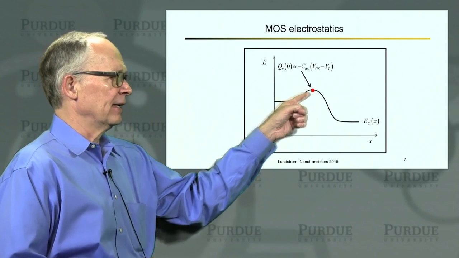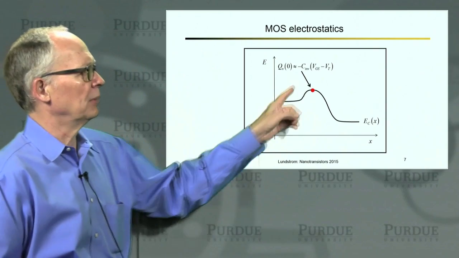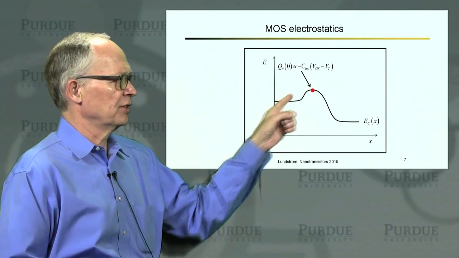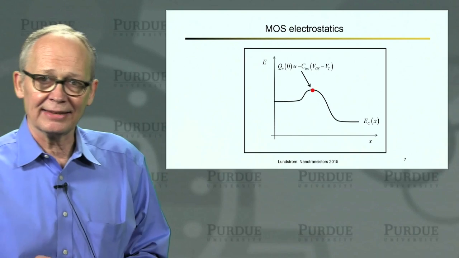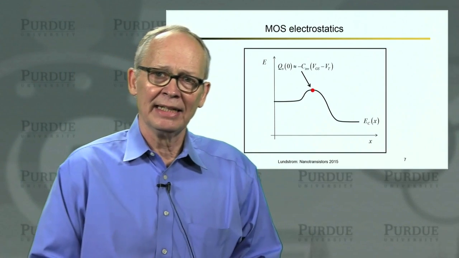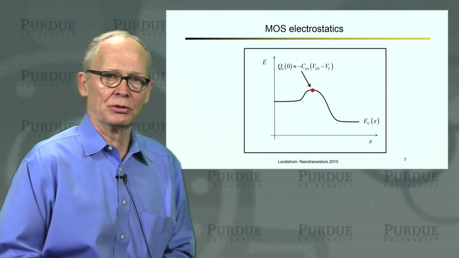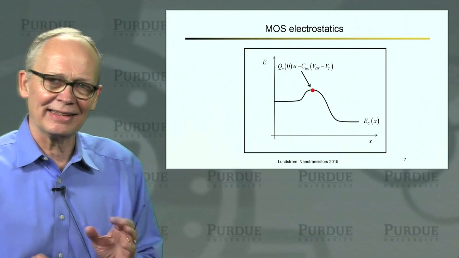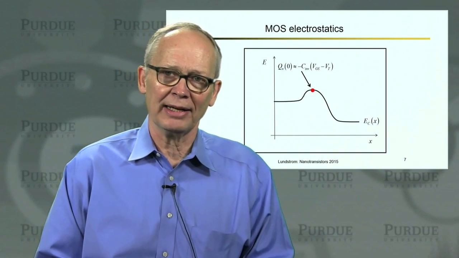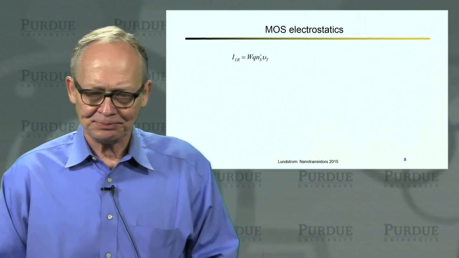So we saw that in a well-tempered MOSFET, above threshold, the charge at the top of the barrier is negative, and it's approximately negative inversion capacitance times VGS minus threshold voltage. Let's see if we can get that into this expression we have for the ballistic MOSFET.